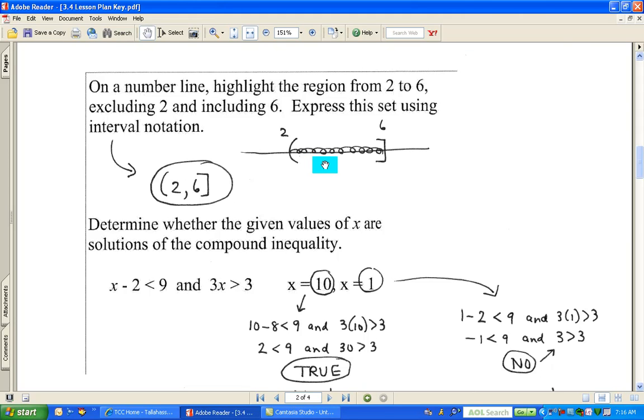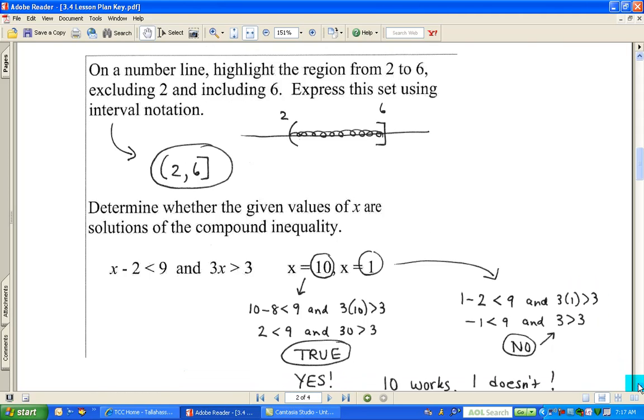Okay, so I mark 2 and 6. Exclude 2, that means put a paren, don't include it, and include 6, so that means to put a bracket. So I shade in everything between 2 and 6. 2 has a paren, 6 has a bracket. In interval notation, that would be my answer. Paren 2, 6 bracket. Okay, one last problem that we'll work on this video.